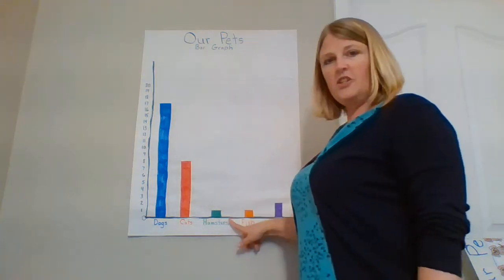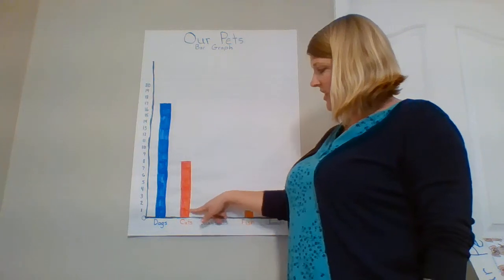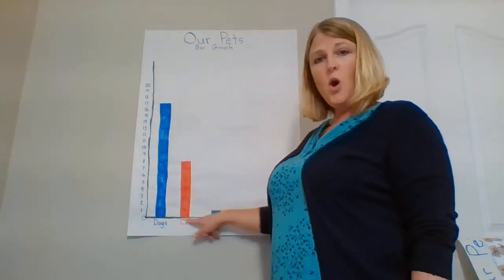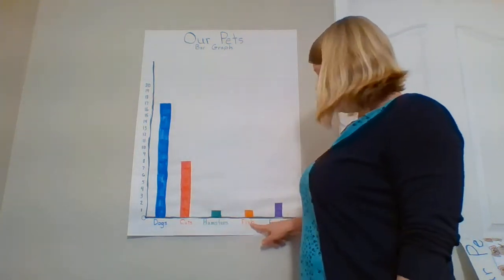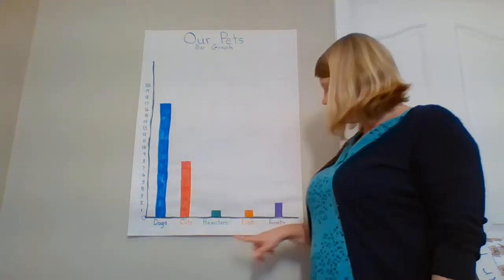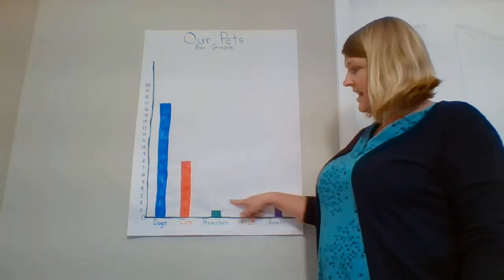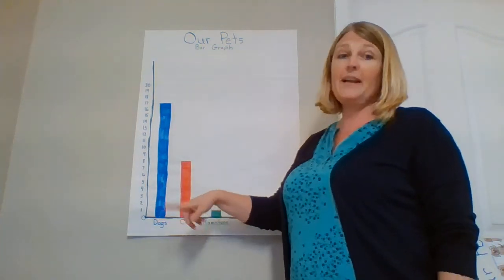Then I go over here to hamsters. Here's hamsters, and it stops at the first line. And if I go across, I see that that's 1 hamster. Same with fish. It stops at the first line, 1 fish. And then ferrets goes up 1, 2, and stops at the 2 line.